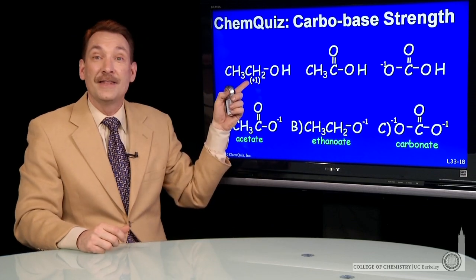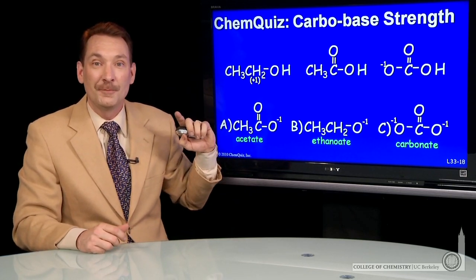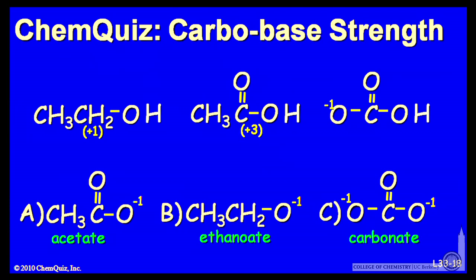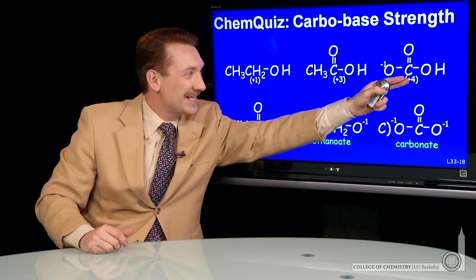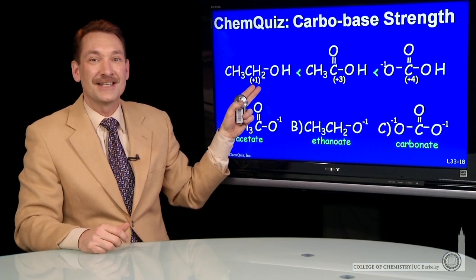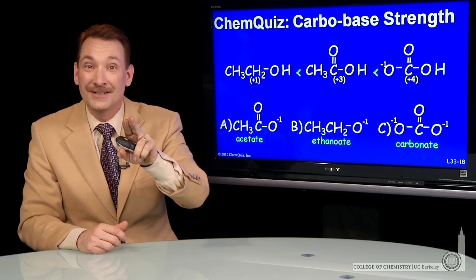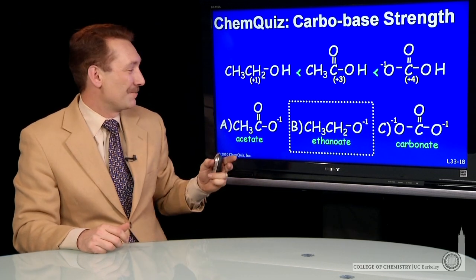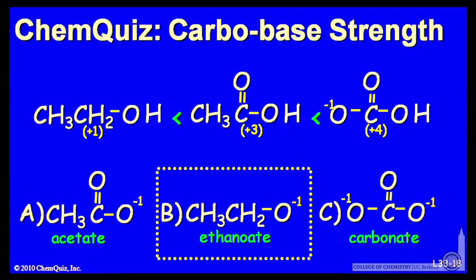If you do, you'll find the oxidation number here of this carbon is plus 1, this carbon plus 3, and this carbon plus 4. The higher the oxidation state, the stronger the acid. So the strongest acid here, the weakest acid here, and the weakest acid will have the strongest conjugate base. In this case, the answer is B, ethanoate, the strongest base.